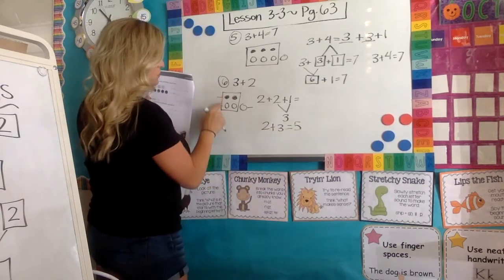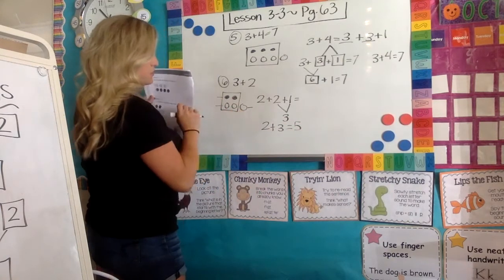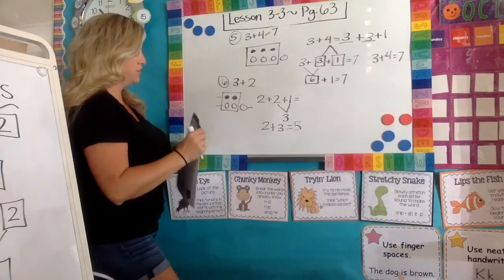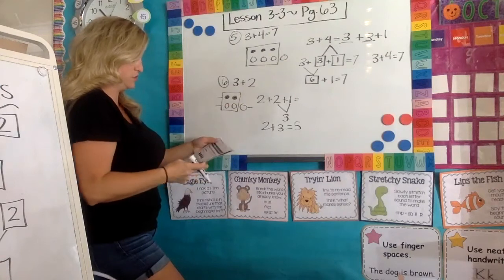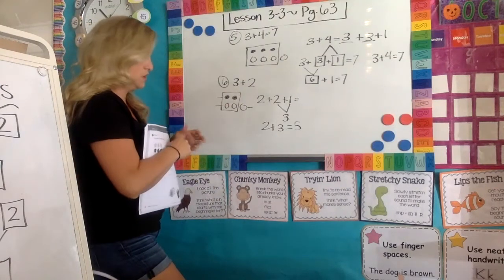Or 2, 3, 4, 5. All right. I really want you to try to practice counting on from the biggest number. I think it's going to save you a lot of time.